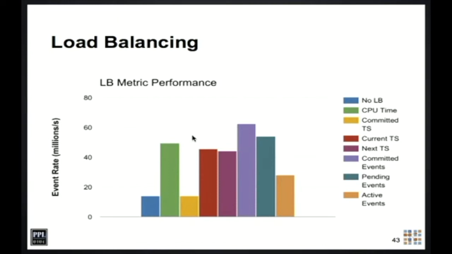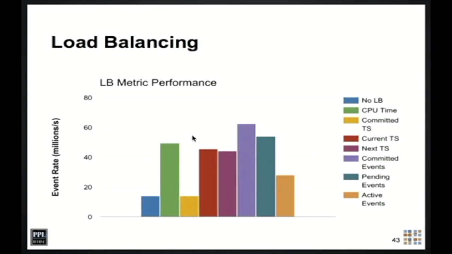For this plot, again, we have event rate on the y-axis, so higher is better and just faster execution. What we're comparing here is a number of different metrics for determining what the load of an LP actually is. The blue bar on the left is no load balancing. This is where if we have load imbalance, we're going to have poor performance due to bad efficiency and also bad balance of load across the processors. Green is the CPU time, if we use CPU time as the metric. That's what I just showed in the previous plot. So that gets us improvement.